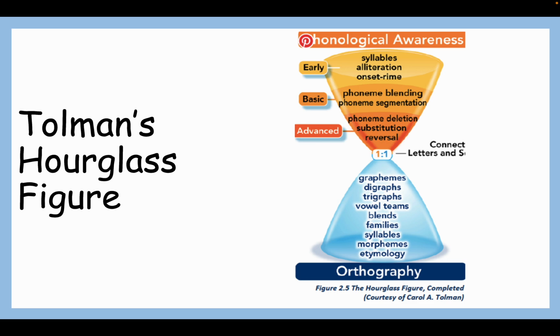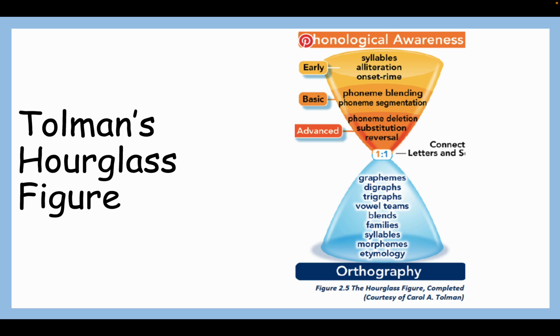However, we have to be able to dig a little deeper. Then students are supposed to be able to phoneme blend and segment. Then advanced levels are phoneme deletion, substitution, and reversals. So we start with big unit sentences, and then we get down to the nitty-gritty so that we're able to then create a one-to-one correspondence. And this essentially is the alphabetic principle.